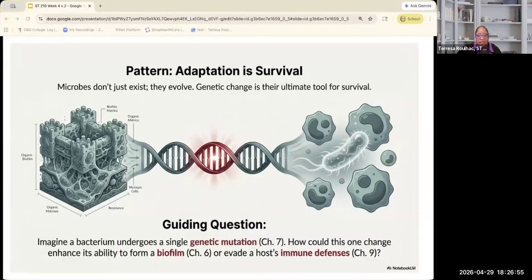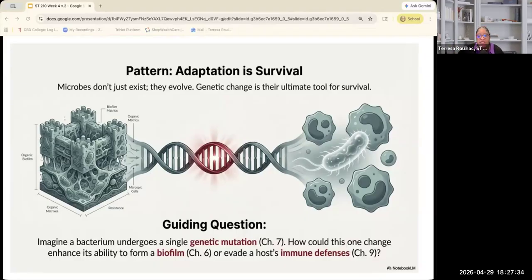Now let's take the guiding question seriously. If a bacterium undergoes a single genetic mutation, how could that help it form a biofilm? One small change could increase surface adhesion, meaning it's stickier to where it's trying to connect, enhance matrix production, so it's putting out a lot more product, and improve communication with neighboring cells. This is where our logic comes in.